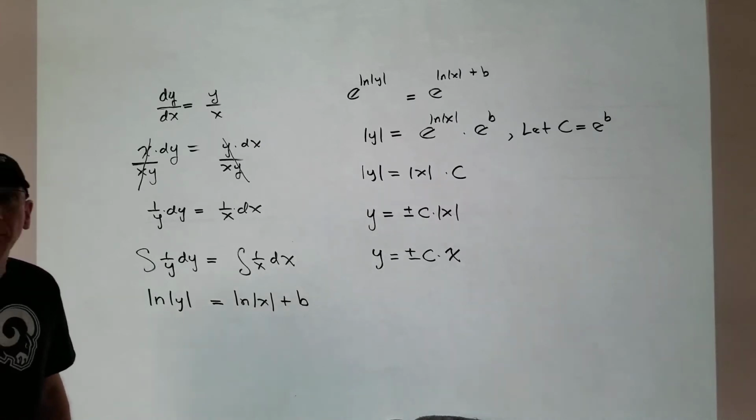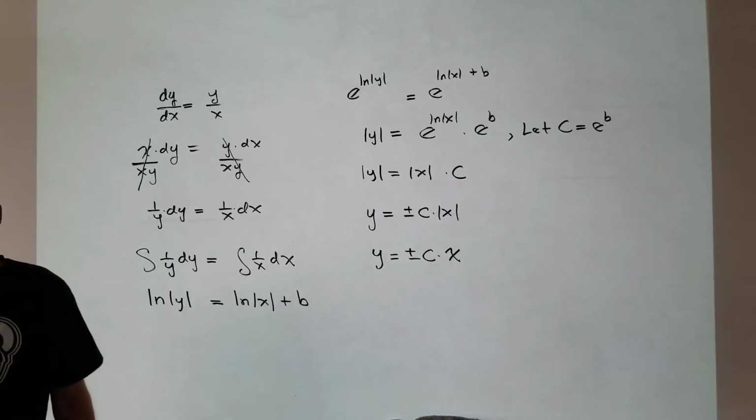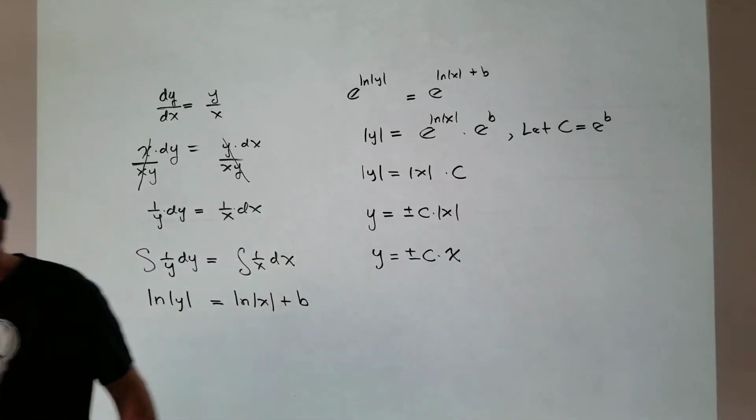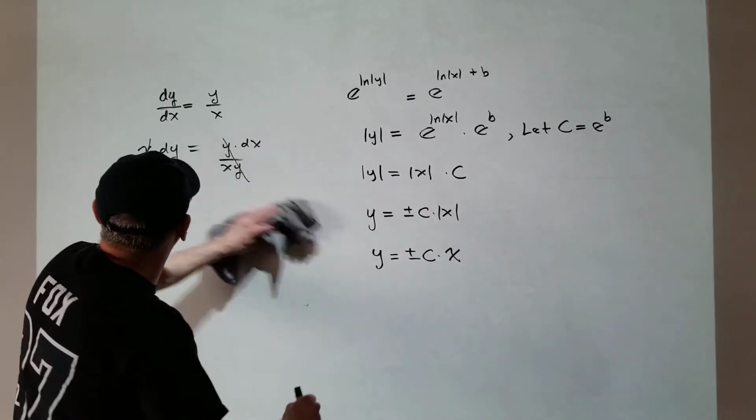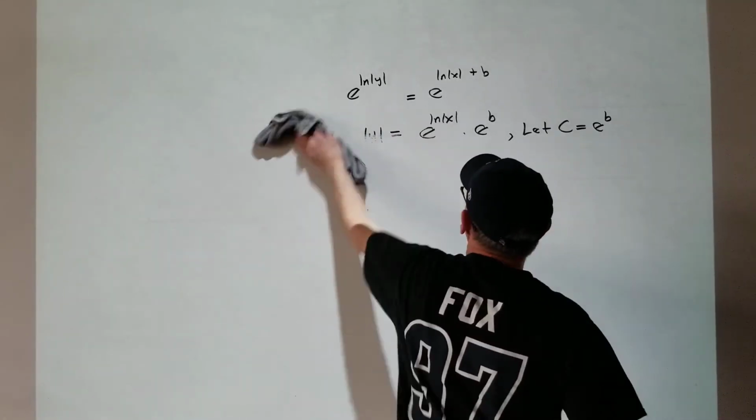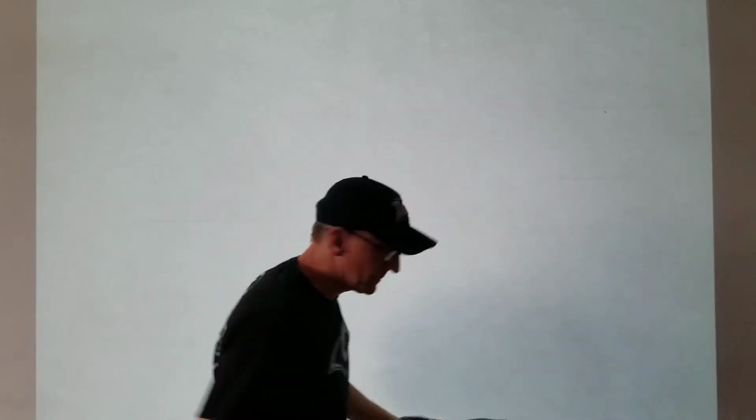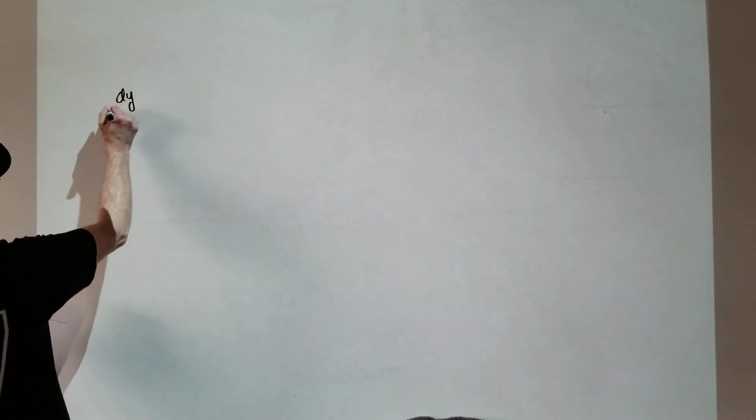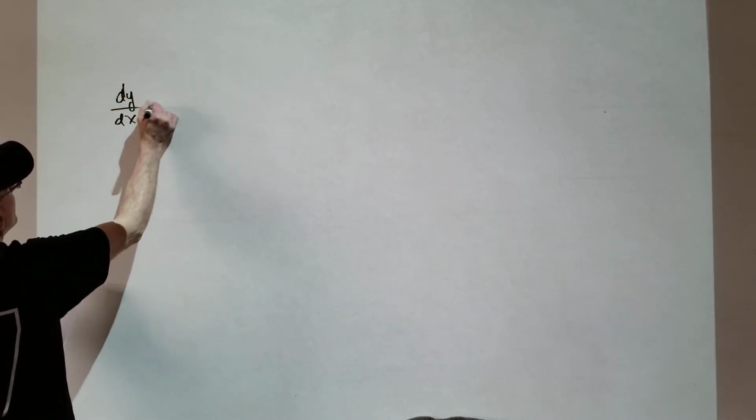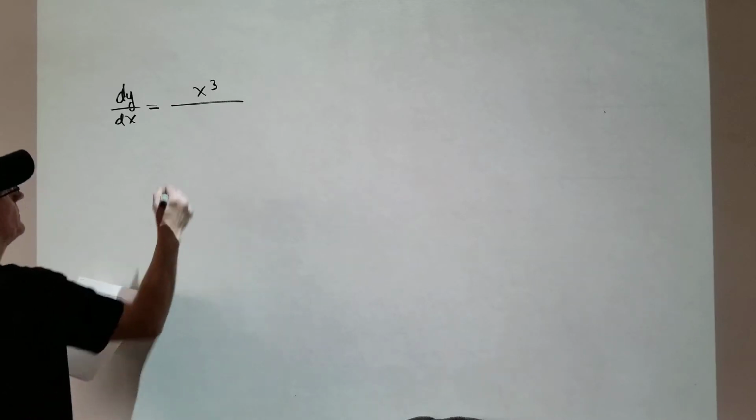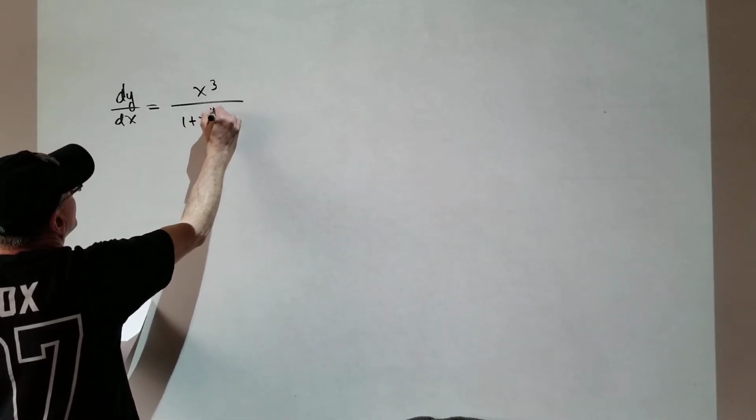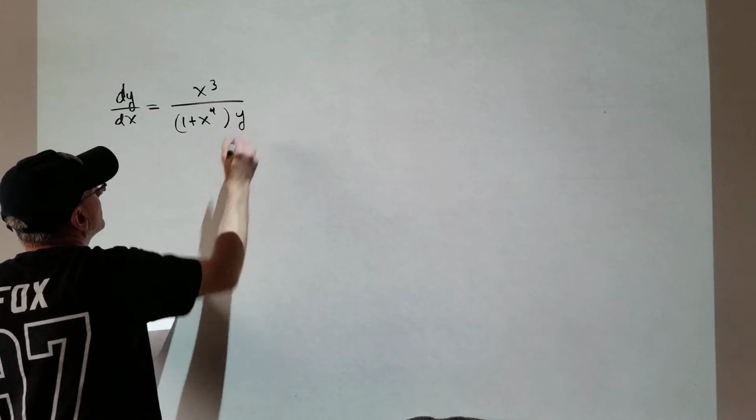I'm looking at problem 2 here, and it appears also to have some merit. So we're going to go and look through at that one now. So it says dy dx is equal to x cubed over 1 plus x to the 4th times y.